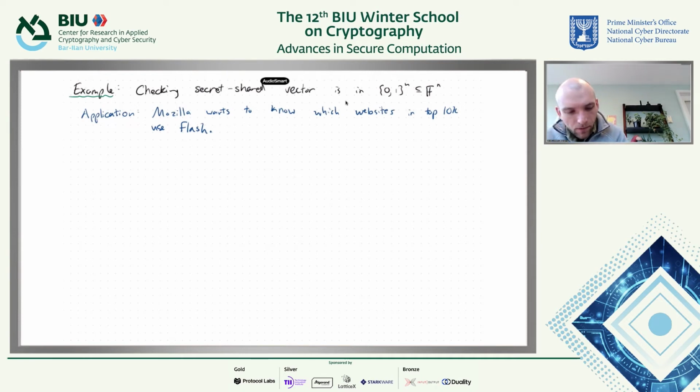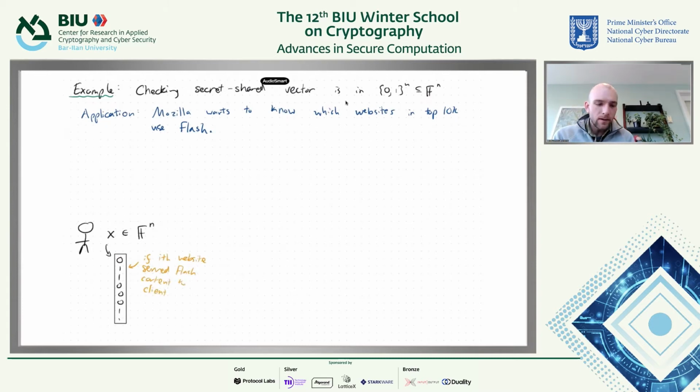And how that would work in this kind of private analytics setting is that the client has this vector, and each component of this vector is a 1 or a 0, where the ith component is a 1 if the ith website served Flash content to the client. So valid inputs in each of these components are zeros and ones.